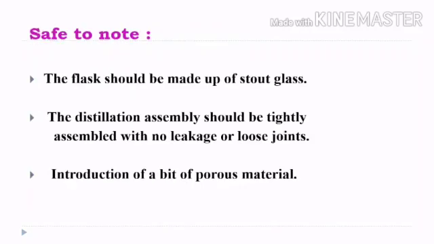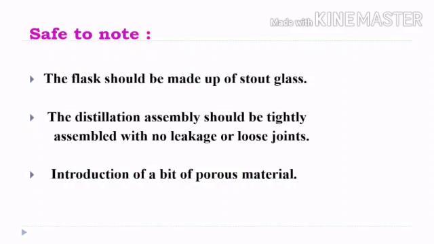Let me tell you what precautions are needed in vacuum distillation technique. The flask should be made of stout glass. Otherwise, due to low pressure inside, it may collapse. The distillation assembly should be tightly assembled with no leakage or loose joints. The ground glass joint surfaces of the distillation unit may be lubricated with an extremely thin film of Vaseline or silicone grease.